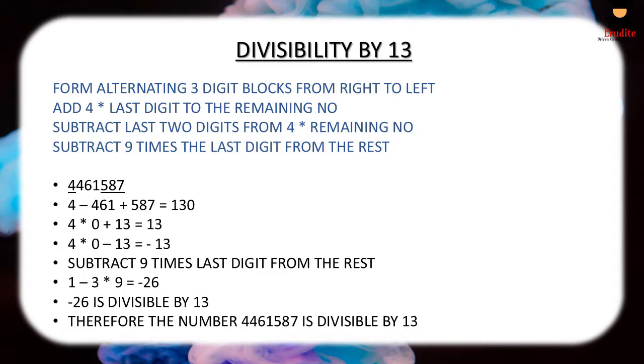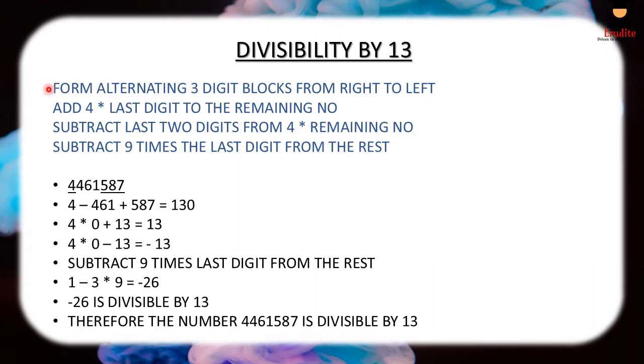The next is the divisibility test of 13. Now this is a little tedious one, but it is very useful when you have very large numbers like the one I have taken in an example over here. So you need to form alternating 3-digit blocks from right to left, and you need to add 4 into the last digit to the remaining number, and subtract the last 2 digits from 4 into the remaining number, and then subtract 9 times the last digit from the rest. I know these steps are a little complicated to remember, but if you remember them, then you can easily find out if your number is divisible by 13.